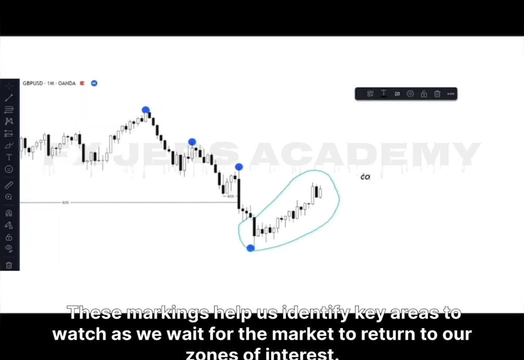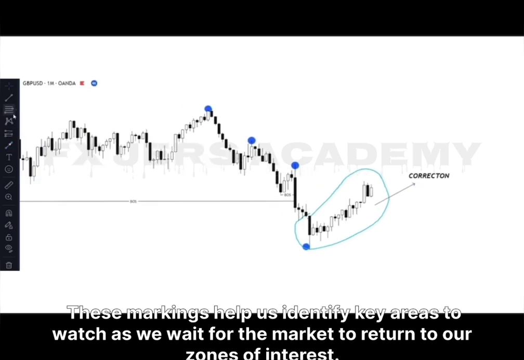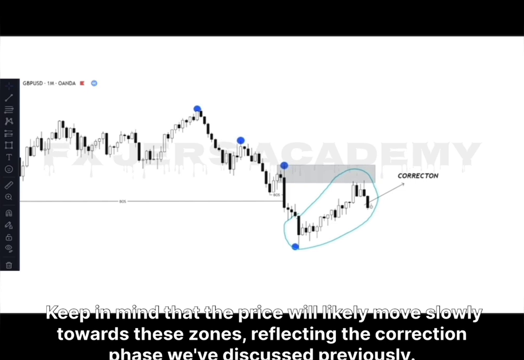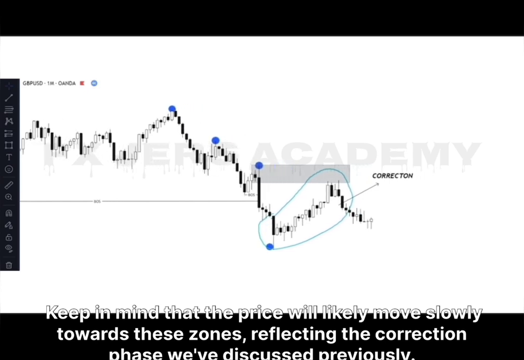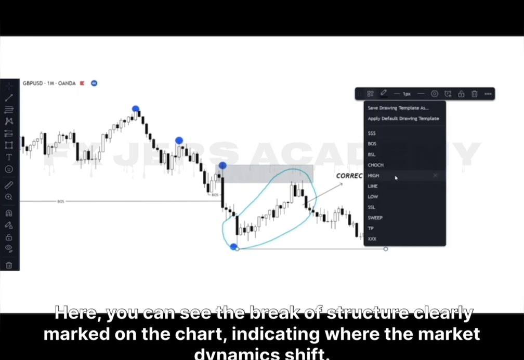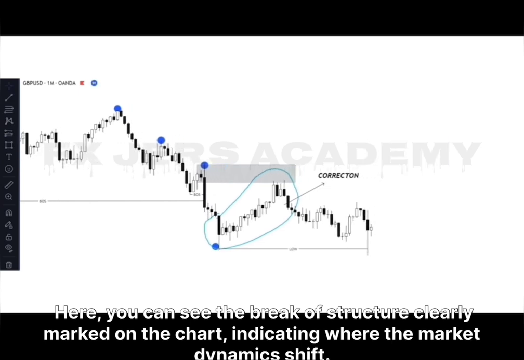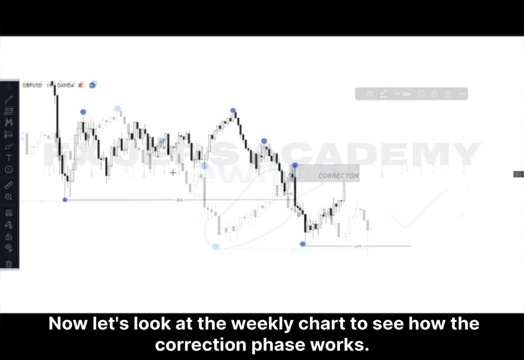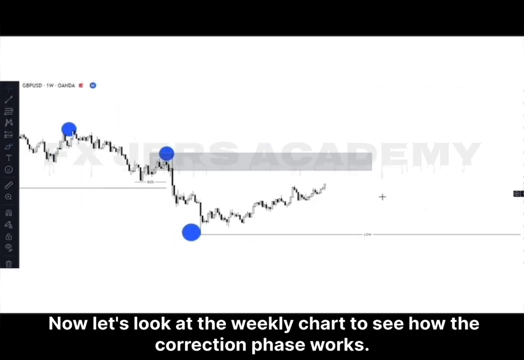These markings help us identify key areas to watch as we wait for the market to return to our zones of interest. Keep in mind that the price will likely move slowly towards these zones, reflecting the correction phase we've discussed previously. Here, you can see the break of structure clearly marked on the chart, indicating where the market dynamics shifted. Now let's look at the weekly chart to see how the correction phase works.